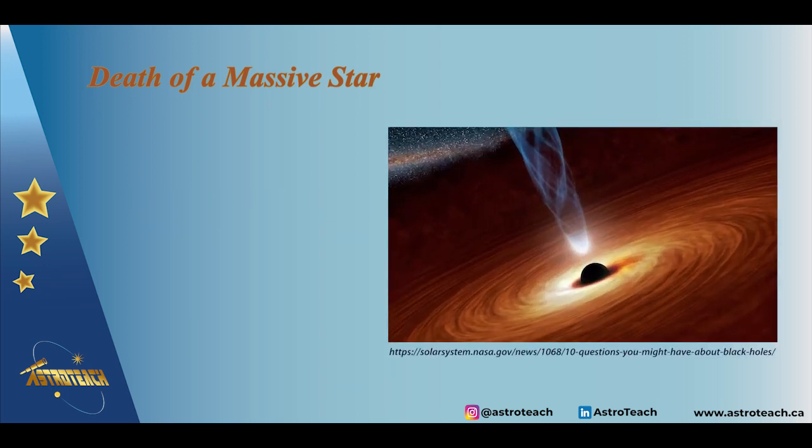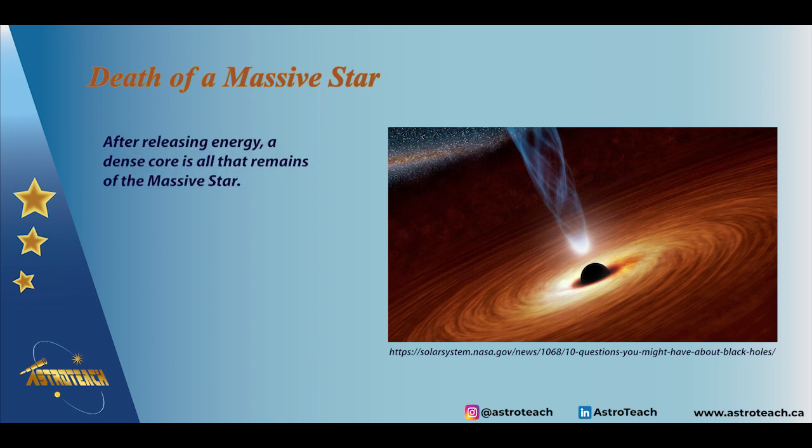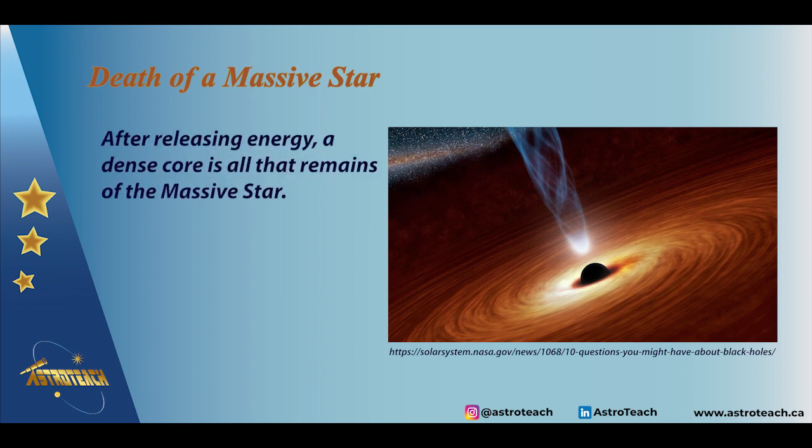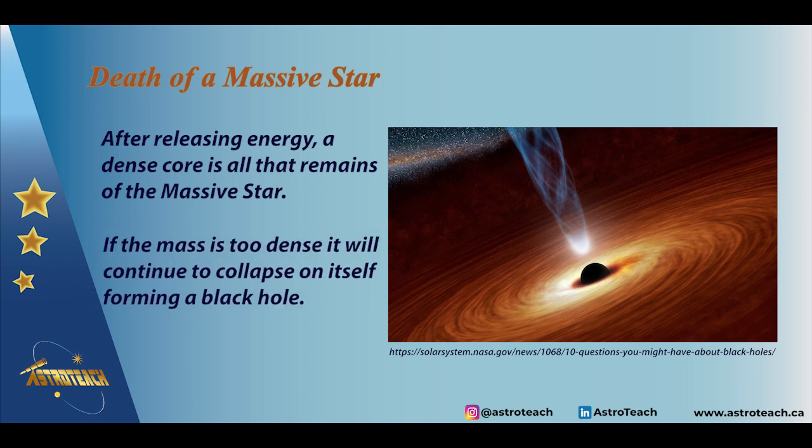And as we get close to the end of the life cycle of a star, we should know that after the incredible release of energy from the supernova, a dense core 1 trillion times denser than a white dwarf is all that remains of the massive star. If the mass is too dense, it will continue to collapse on itself, forming a black hole. The gravitational pull of a black hole is so great that even light cannot escape.